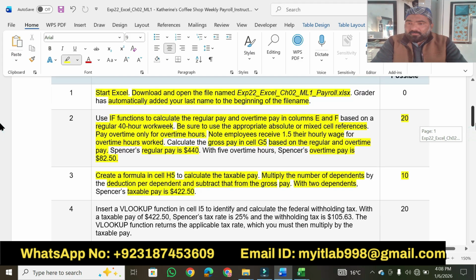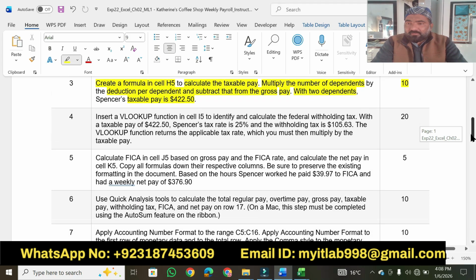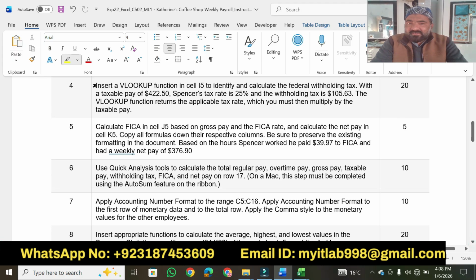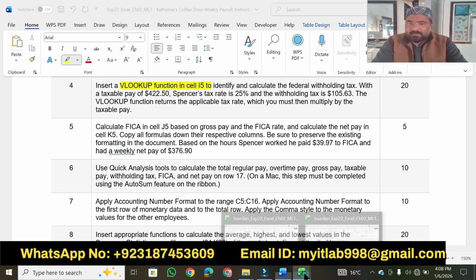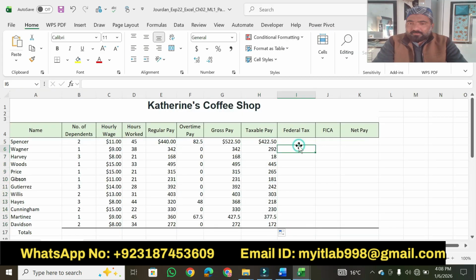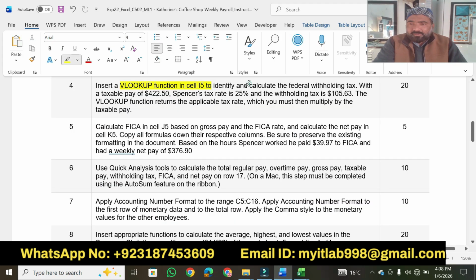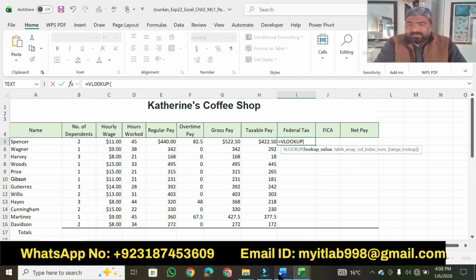Okay, so question number 3 is done, and we have earned 10 marks from there. So in question number 1 we have earned 20 marks. In question number 2 we have earned 10 marks. Now moving toward question number 4. Insert a VLOOKUP function in cell I5. We have to move toward I5, and there we use a VLOOKUP. Okay, then identify and calculate federal withholding tax. Now we have to find the federal withholding tax.